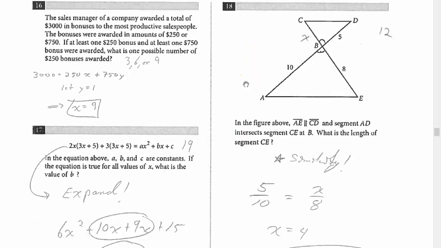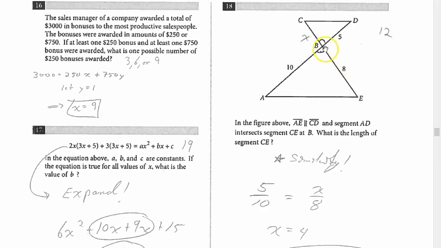Alright, so in this one, getting back to our geometric reasoning, we have in the figure above, AE is parallel, that's what those two lines mean, to CD. So, as soon as I see parallel, I know I got alternate interior, corresponding, I have all these angle relationships. They're telling me everything intersects at B. What is the length of CE? So I call CE my big thing I'll have to find.